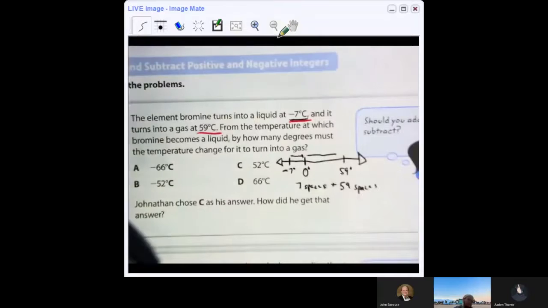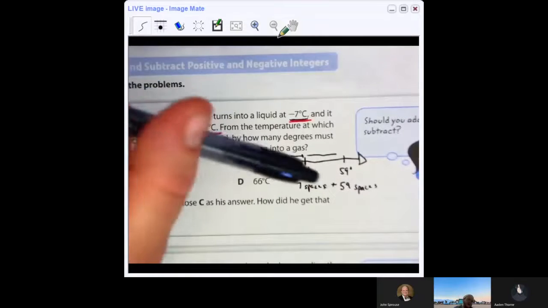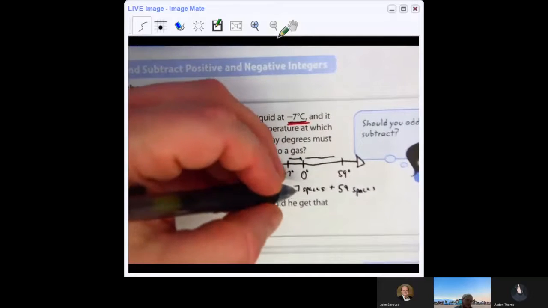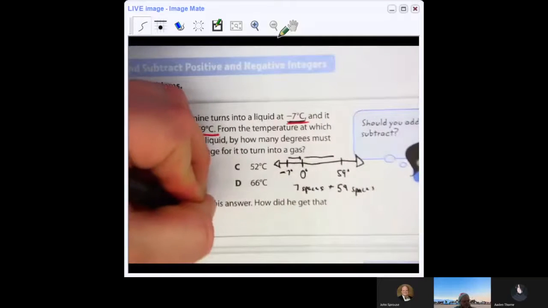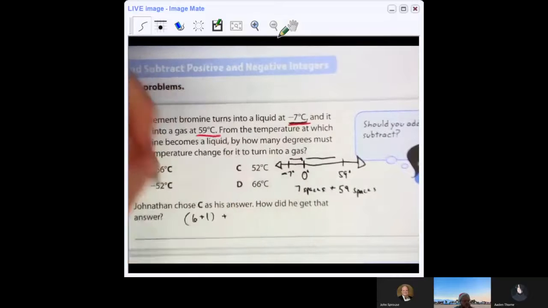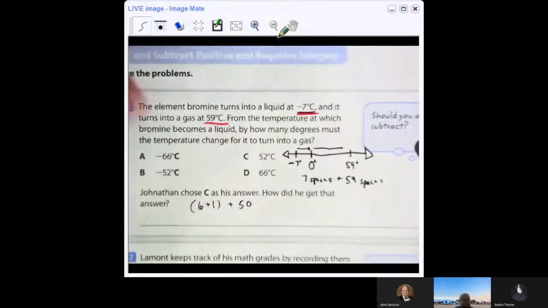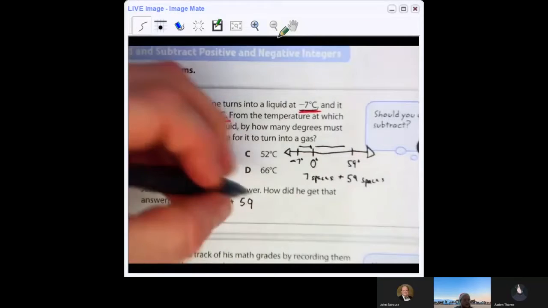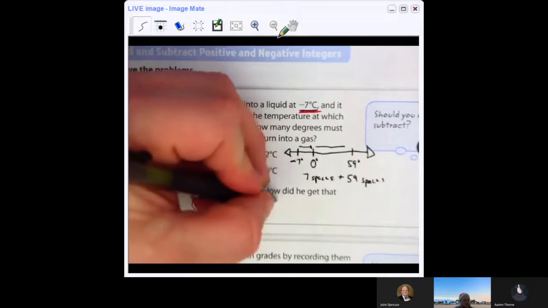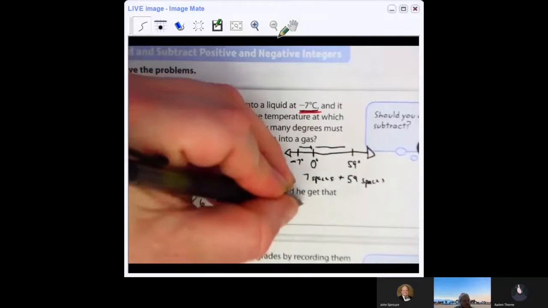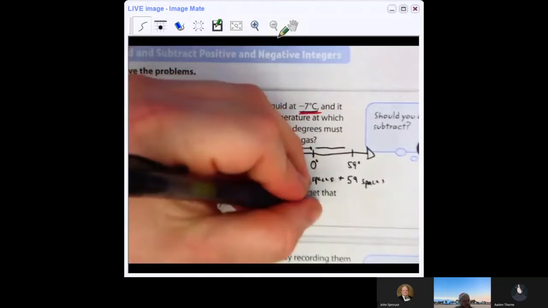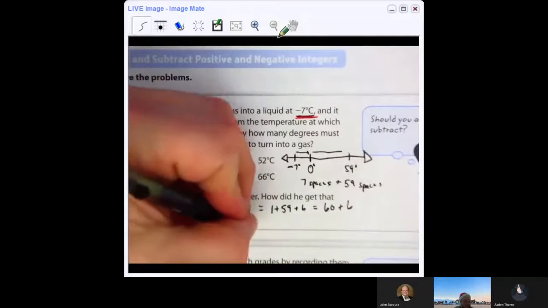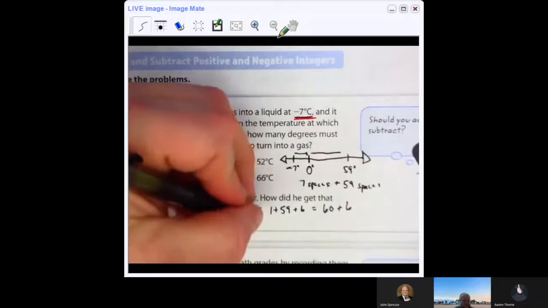But here's the beauty of math. I need to figure out what 7 plus 59 is. I know that 6 plus 1 equals 7, right? So I could simply say that this is equal to 1 plus 59 plus 6, which is simply equal to 60 plus 6, which is 66 degrees Celsius.